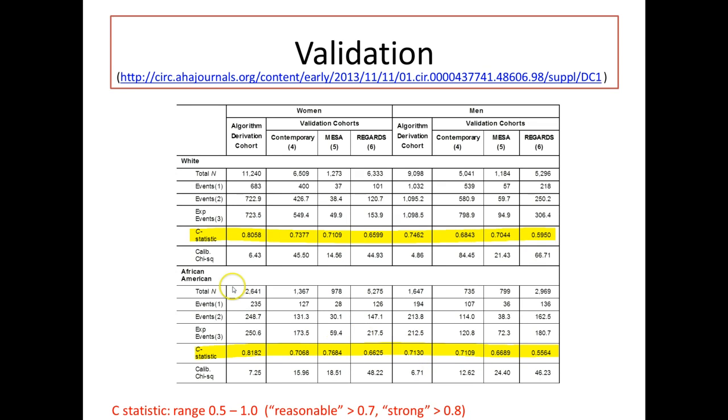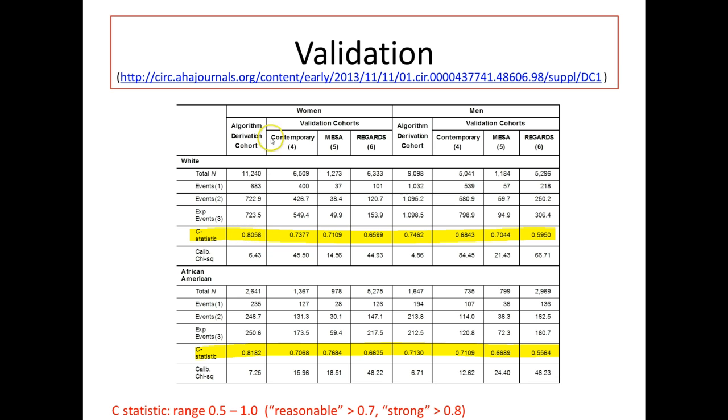And what I want to focus on here is the C statistic. So the C statistic, again, is a measure of discrimination. It's a measure somewhat of overall accuracy of the tool labeling people as having disease or not having disease. And a C statistic can range from 0.5 to 1. A 0.5 C statistic means the tool is absolutely useless. It's just as good as a coin flip, whereas 1 means it has perfect discrimination. So reasonable discrimination is if the C statistic is 0.7 or greater. Strong discrimination is if it's 0.8 or greater.